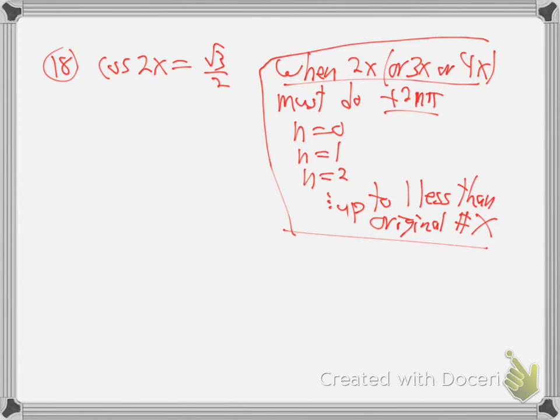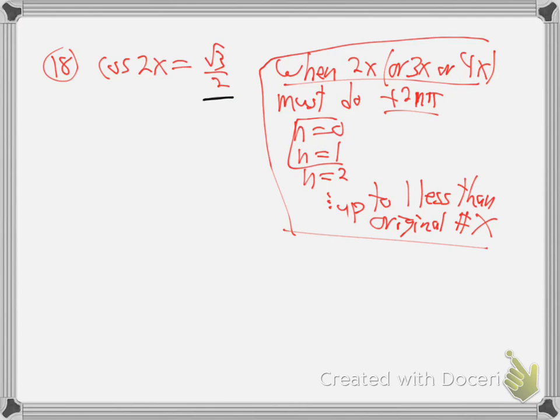So whenever you have the 2 n pi, then you've got to do the n equals 0, 1, 2, up to 1 less than the original number that was next to x. Right? So if you have 4x, you're going to go up to 3. If you have 3x, you're going to go up to 2. And if you have 2x, you're only going to do n equals 0 and n equals 1 in our problem. Okay. Remember that? So there's going to be one of those, I'm sure, on the exam, like there is one here. So, all right, what do we do?